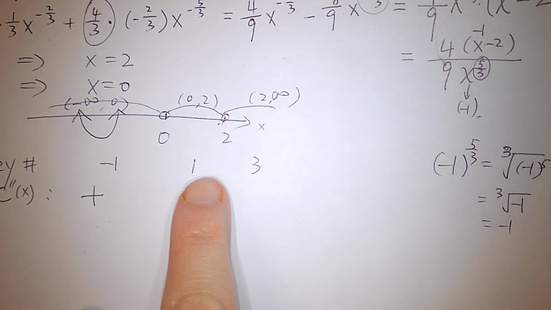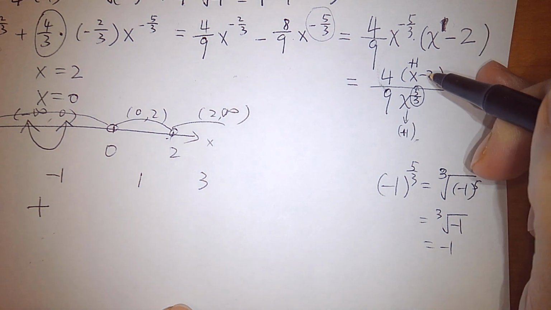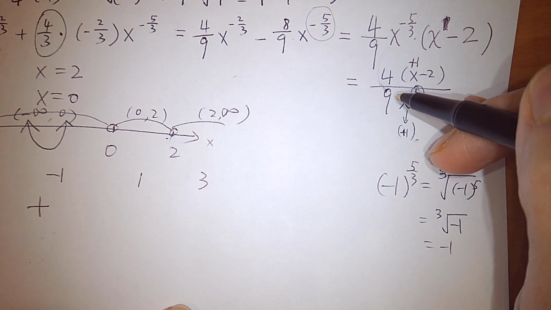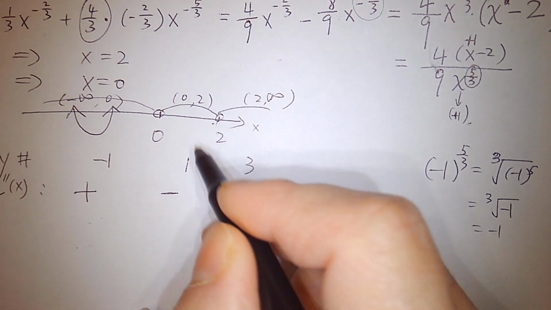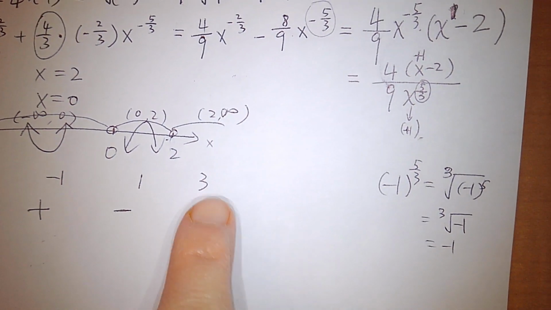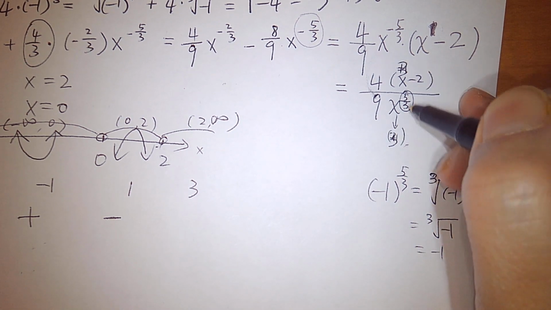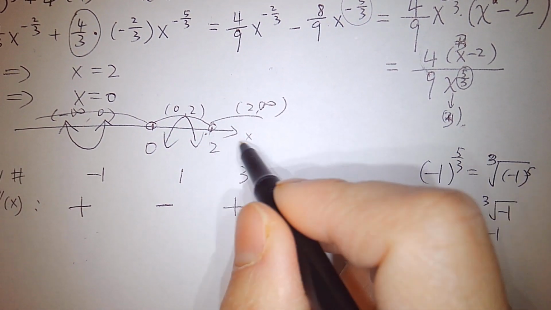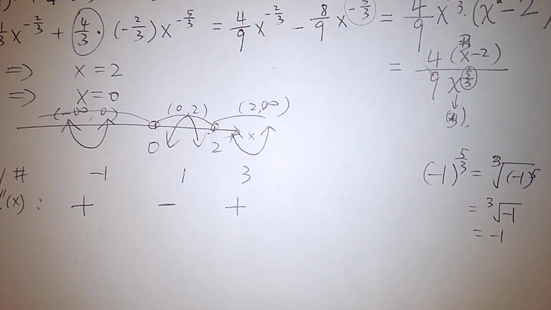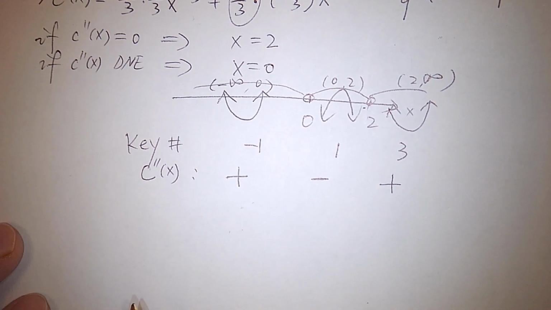Now on this interval, x equals 1. 1 minus 2 is negative, so the top is negative, and the bottom is 1, positive, so negative. On this interval, we should have concave downward. And then x equals 3, positive on the top, positive on the bottom, so it's positive on the entire interval. So we have a concave upward graph. Right, you guys? So we are going to answer the question like this.